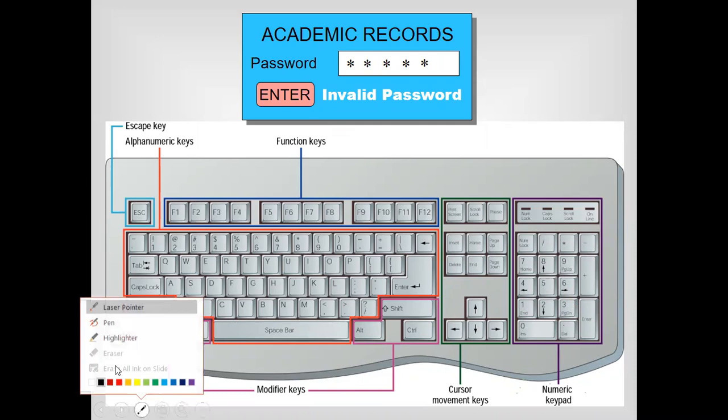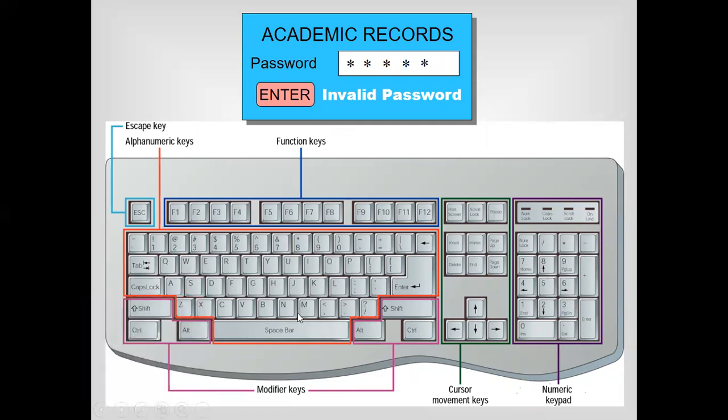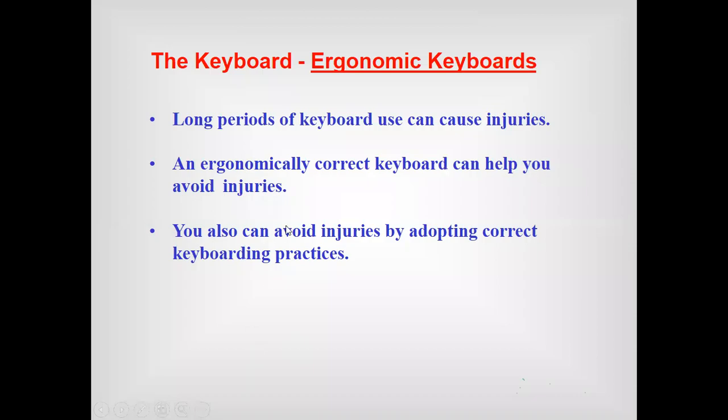Okay, so basically we understand from the layout the five standard keys that are found on the keyboard. Remember, we've got something known as alphanumeric, we've got functional keys, we've got modifiers, we've got cursor movement, and then we've got numeric. These are quite important.